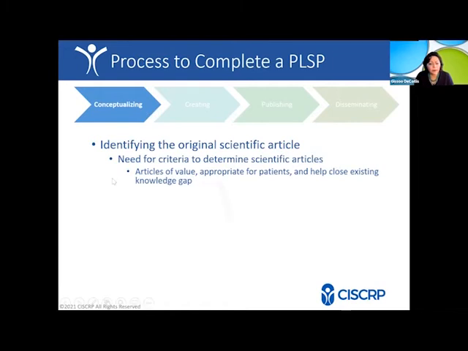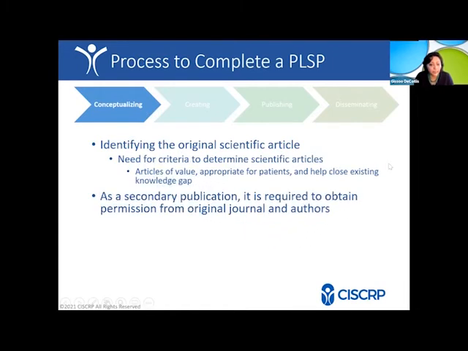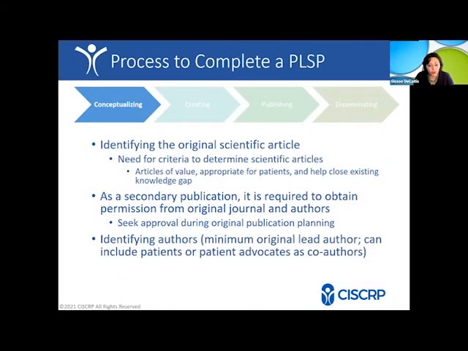Since PLSPs are secondary publications, it's important to obtain permission from the original journal as well as the original authors at the minimum. It would be wonderful to identify patient authors such as Ian and Joel, who can lend their voices to the issues faced by patients. But as a minimum, the original lead author is important to include.